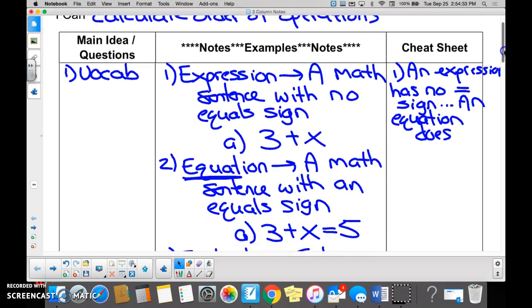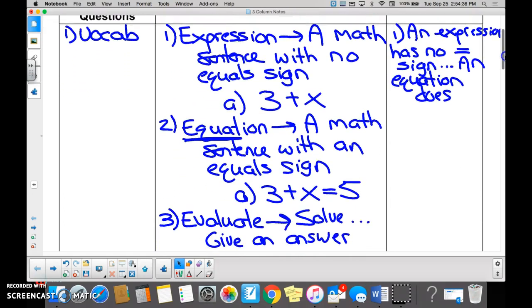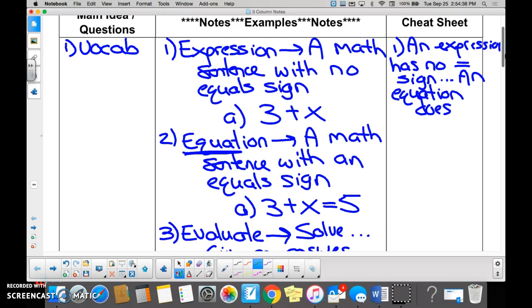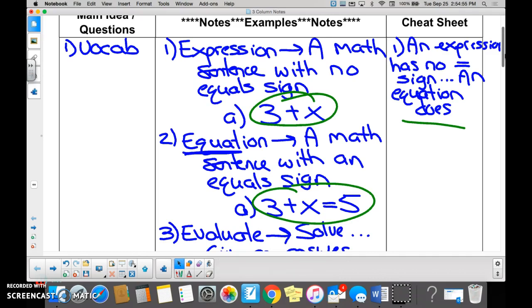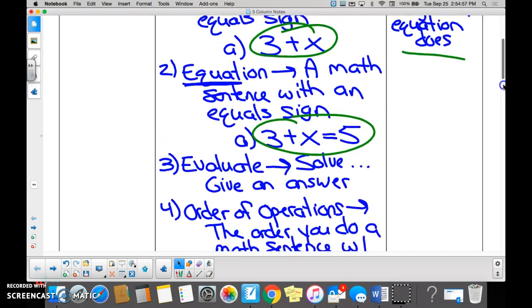All right, so in vocab, there were two things that I thought we had issues with. I actually used that as my cheat sheet. I said an expression has no equal sign and an equation does. This is an expression, or an example of one. This is an equation. Equations have equal signs. Expressions do not. They are both number sentences. Yes or no? Yes. Okay, the next two vocab words you can read on your own.